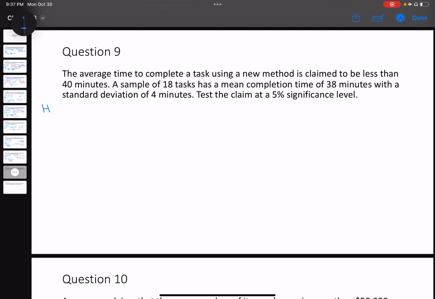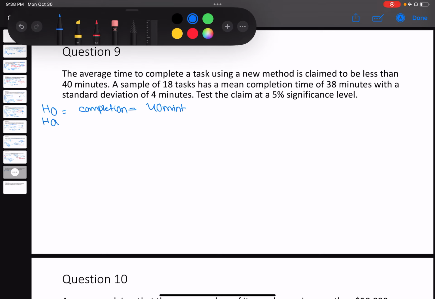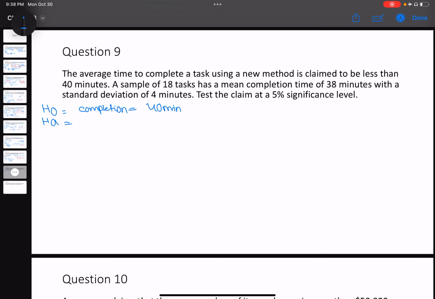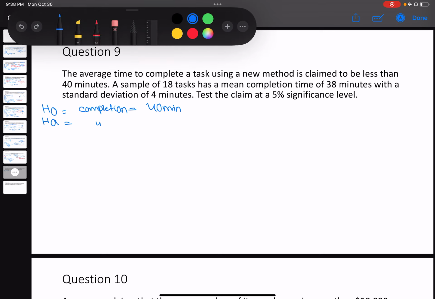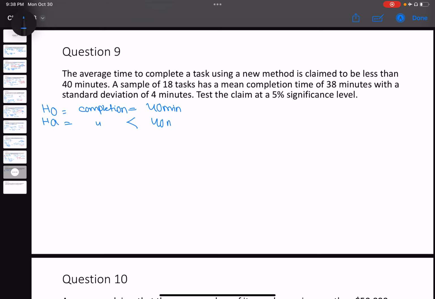Again, null hypothesis and alternative hypothesis. Completing the task is at 40 minutes. Null: completion equals 40 minutes. And alternative: completion is less than 40 minutes.